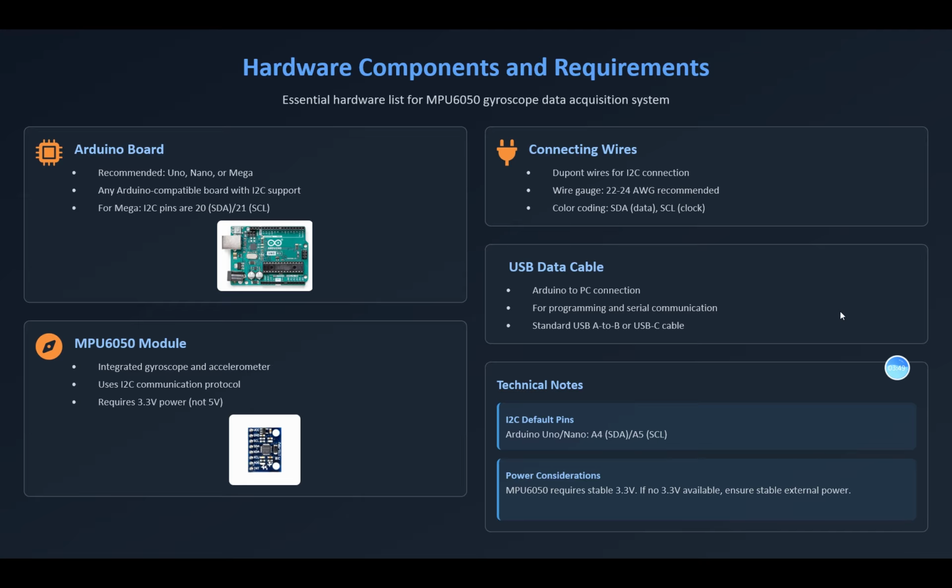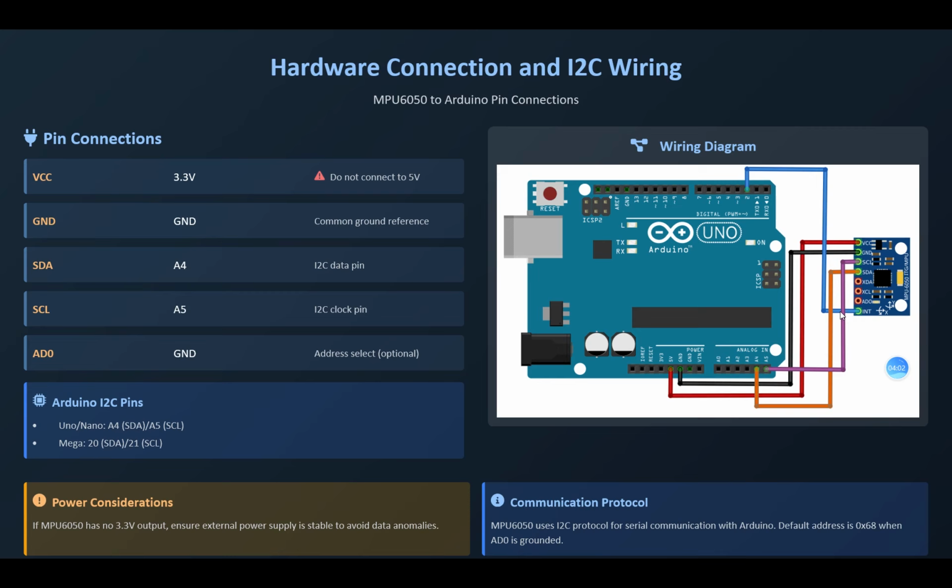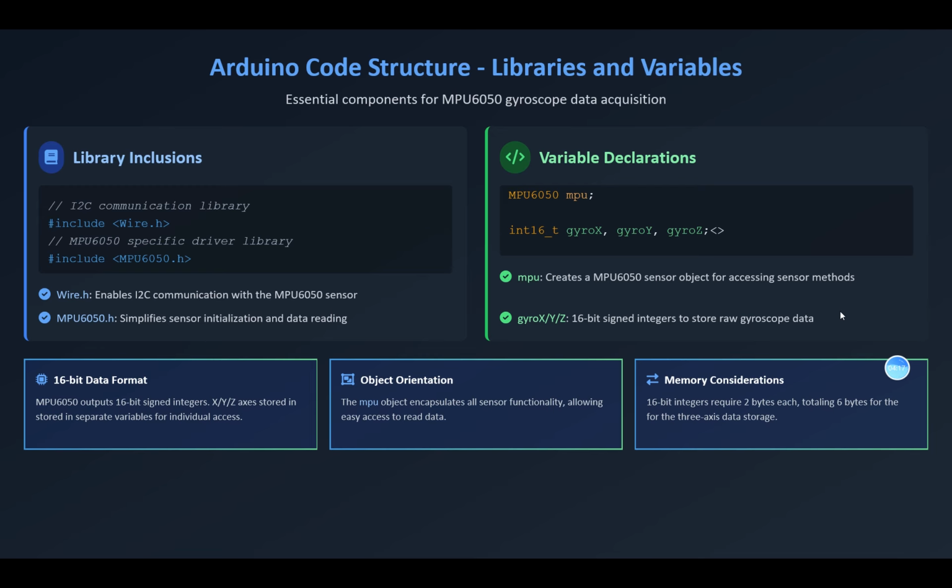In the hardware components and requirements, you can see we need the Arduino board, the MPU 6050 module, connection wires, and a USB data cable. How do you connect? You can see the picture on the right. We connect VCC to 3.3 volts and so on. The libraries we need are the MPU 6050 library and the Wire library.